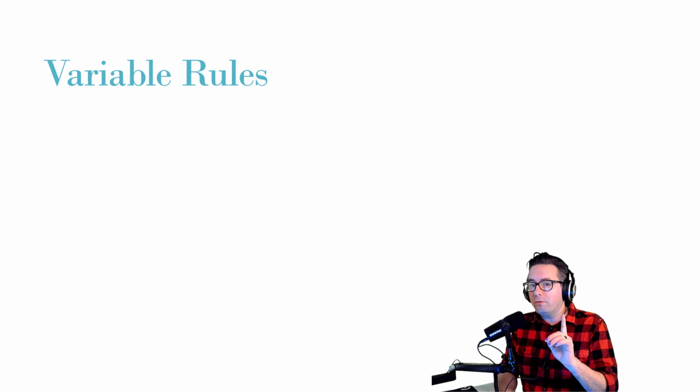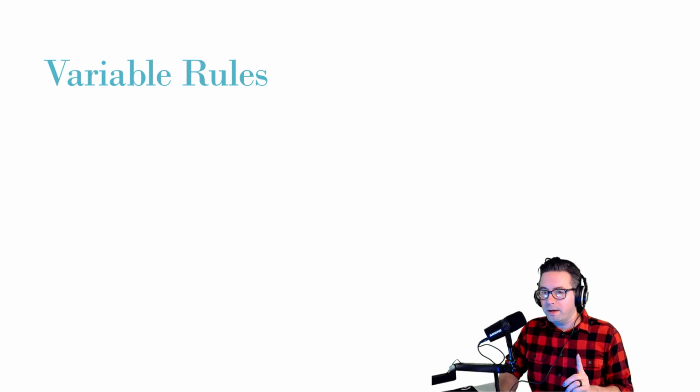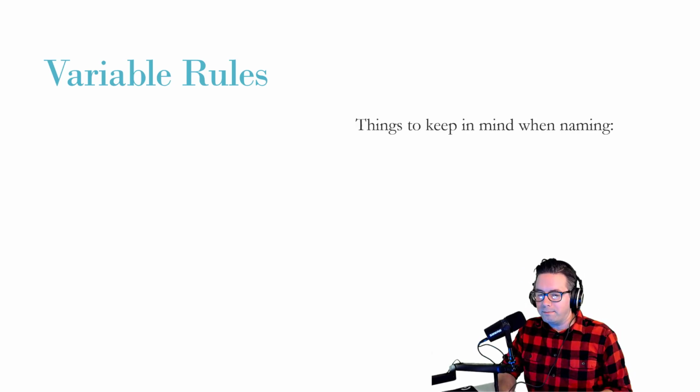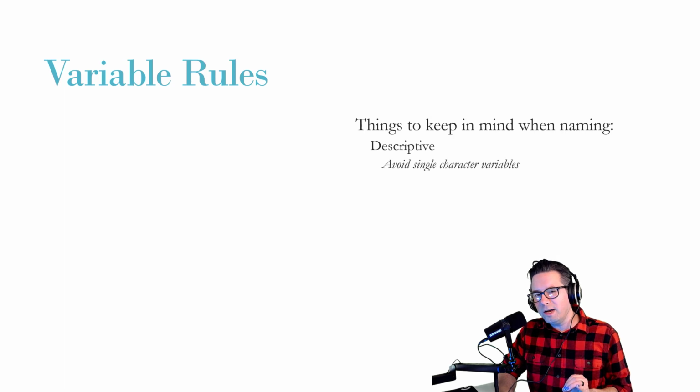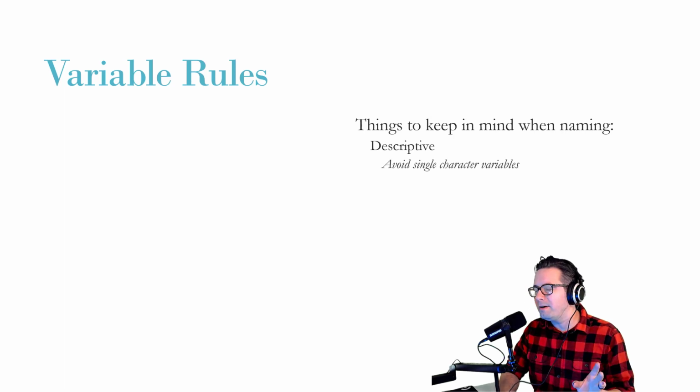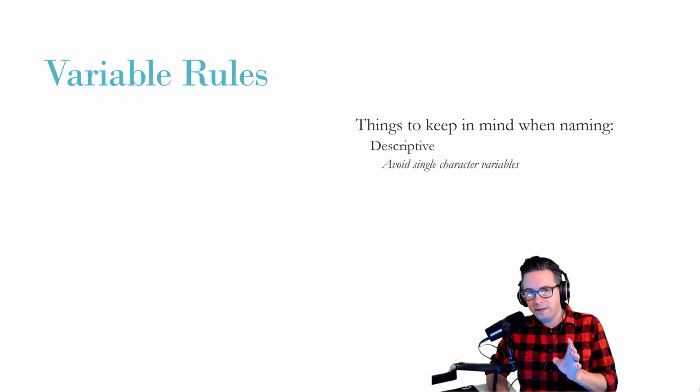Now, when you're coming up with variables, there's a few rules. We'll go over names, okay? So first of all, variables should be descriptive. You should avoid single character variables. There's a time and a place for single character variable names.